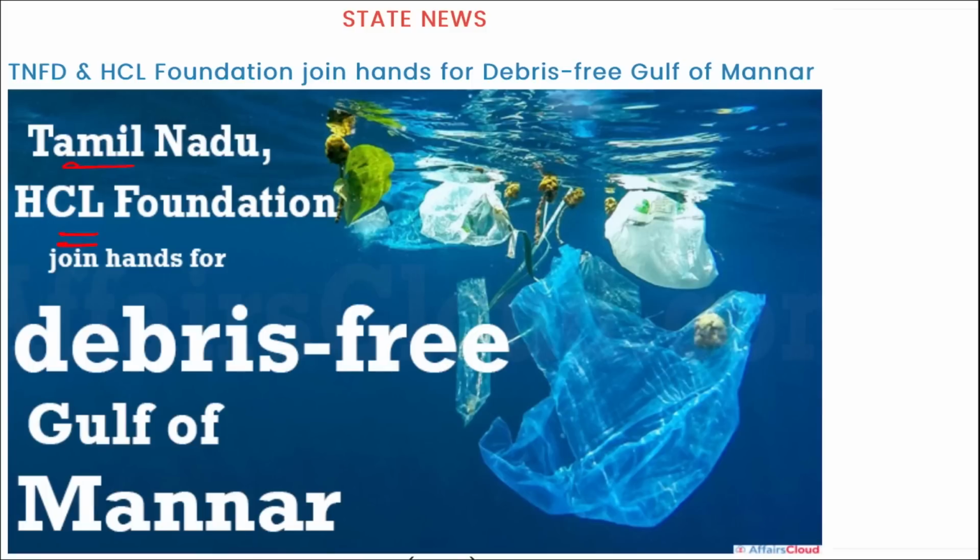Next is your Tamil Nadu government and HCL Foundation. They both have collaborated in order to clean the Gulf of Mannar, in order to make it debris free, to clean the plastic pollution from the same, and to remove all the harmful chemicals from the Gulf of Mannar. For the same, the Tamil Nadu government and HCL Foundation have joined hands.